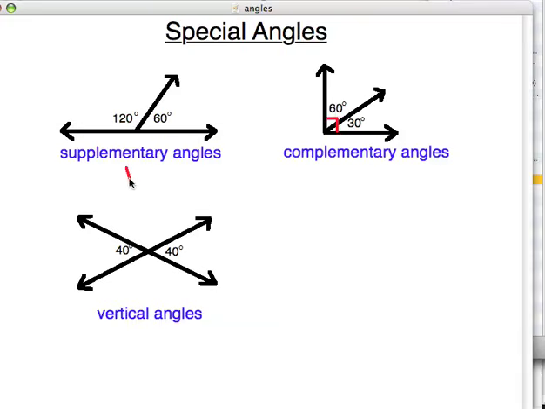So supplementary are angles that add up to 180. And complementary are angles that add up to 90.